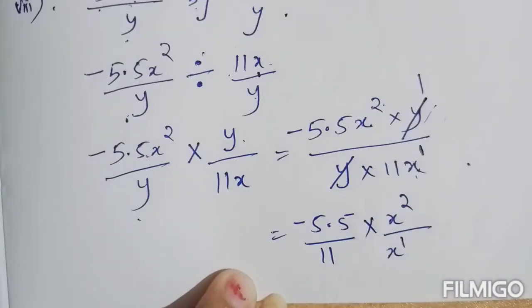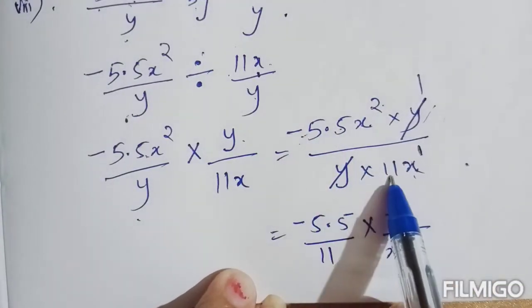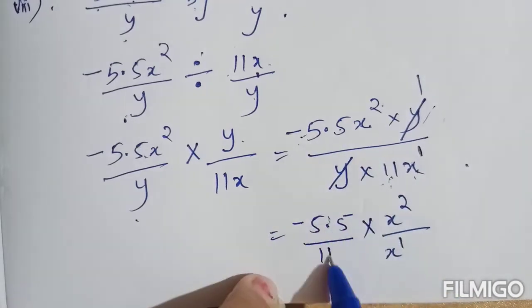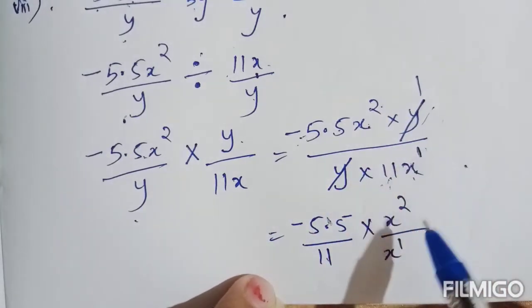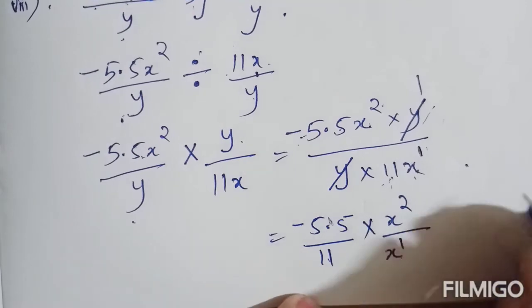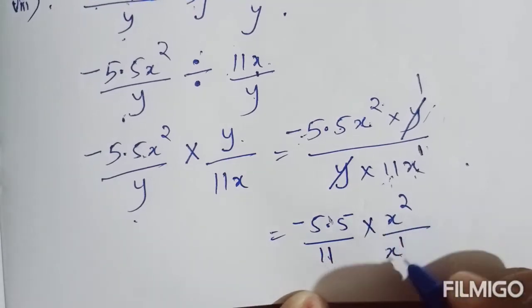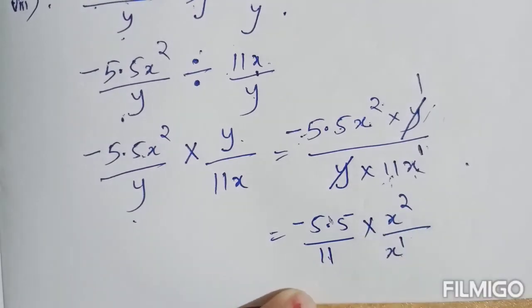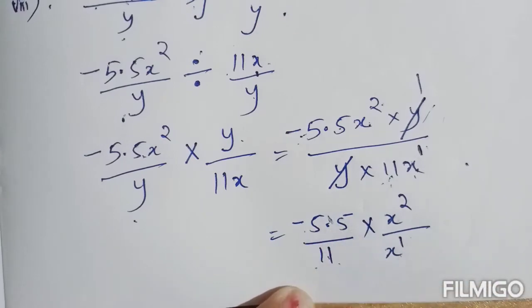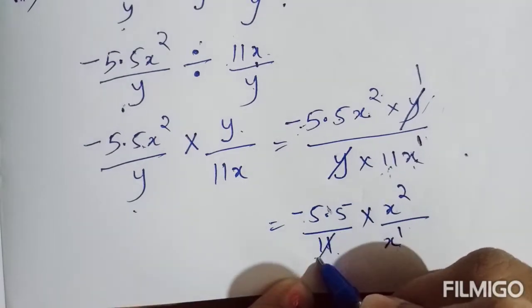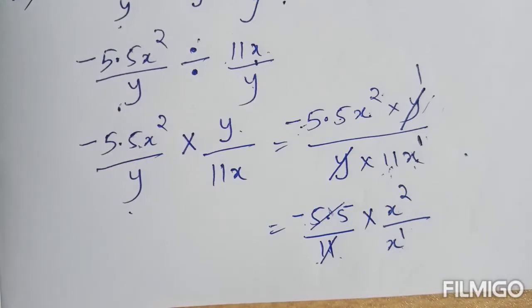In this way we can split that. Minus 5.5 and 11 you can group together. x square and x raised to 1 you can group. And here, for x square by x raised to 1, you can use the quotient law. Here, minus 5.5 and 11, both we can reduce. Both will go in 11.